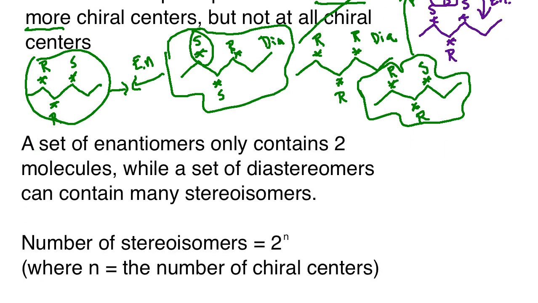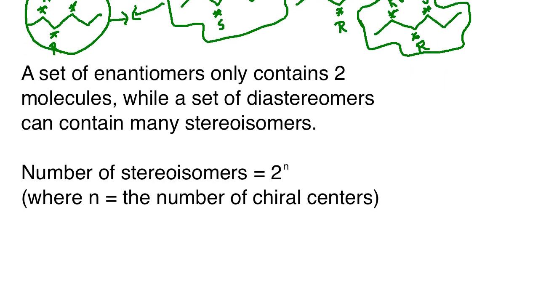All right. Now, to wrap up the definitions here so we can get started on ranking R or S, let's talk about this. A set of enantiomers only contains two molecules, so every set of enantiomers consists of one molecule perfectly non-superimposable with another. However, the diastereomers of that set can contain many stereoisomers. The only time you could not have diastereomers would be if you only have one chiral center, right?